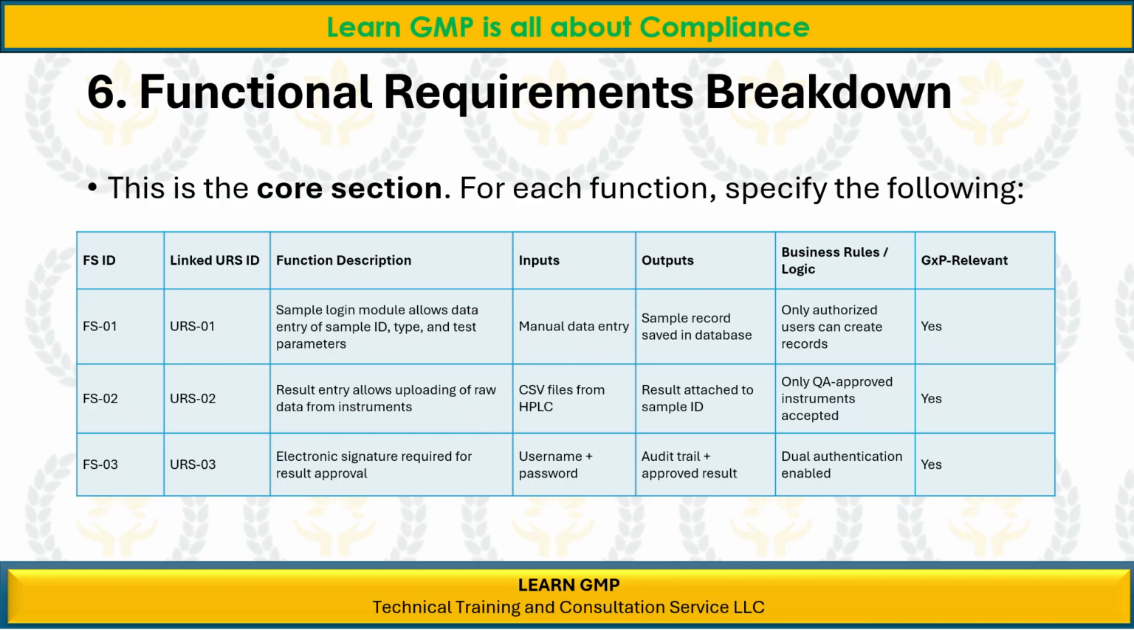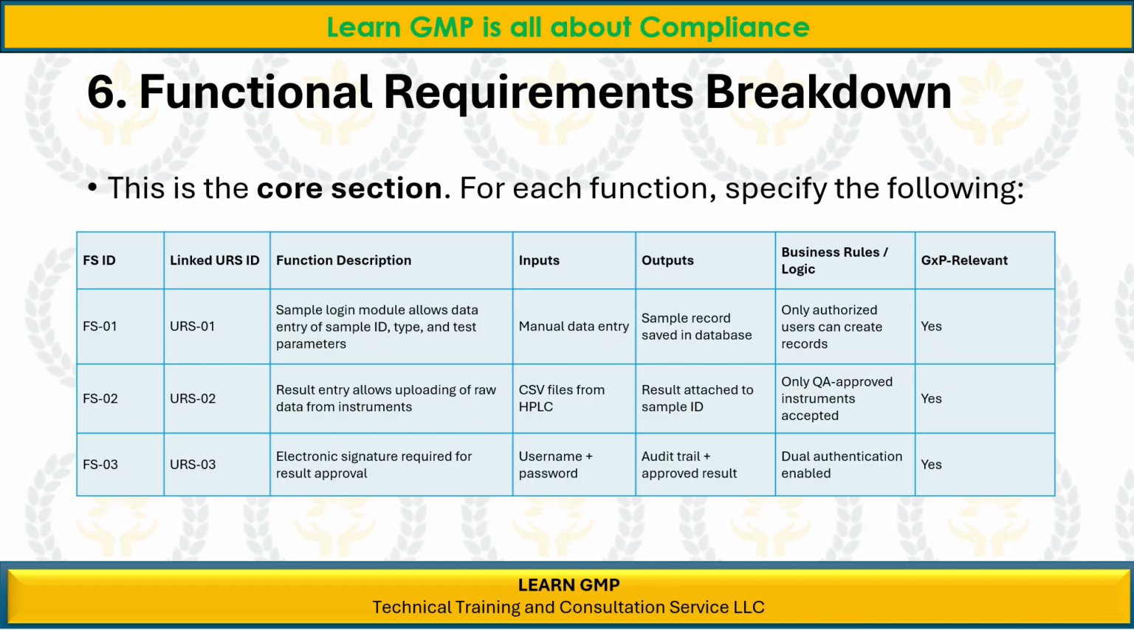Functional requirements breakdown. This is the core section. For each function, specify the following. FSID. FS01. Linked URS ID. URS01. Function description. Sample login module allows data entry of sample ID, type, and test parameters. Inputs. Manual data entry. Outputs. Sample records saved in database. Business rules/logic. Only authorized users can create records.